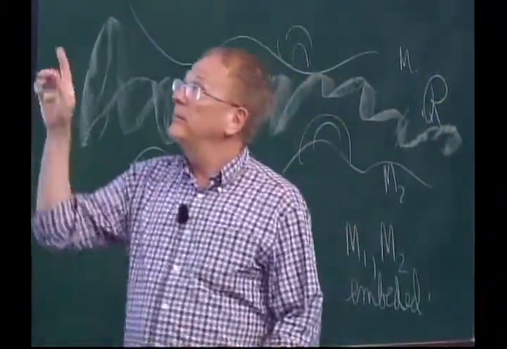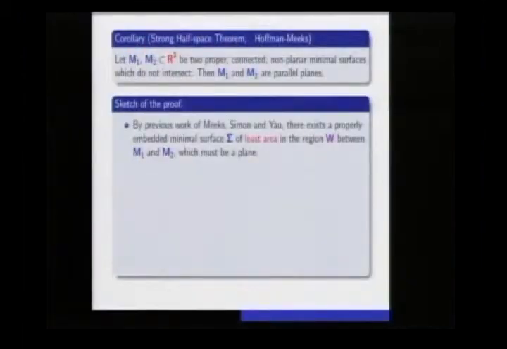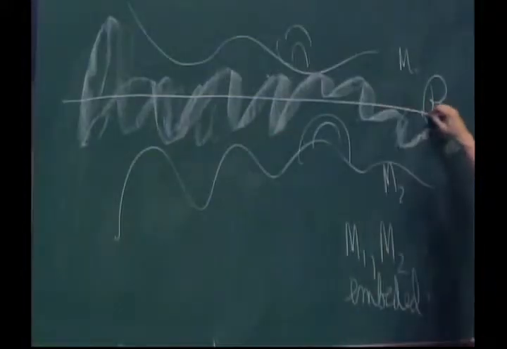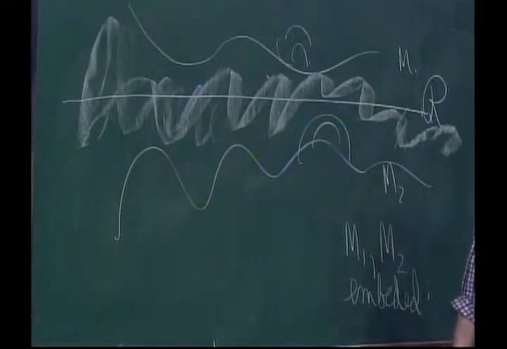And then I mentioned here, there's this result of Meeks, Simon, and Yau that said that in this setting, I can put a least area surface between them. So let me explain how you do that a little bit.